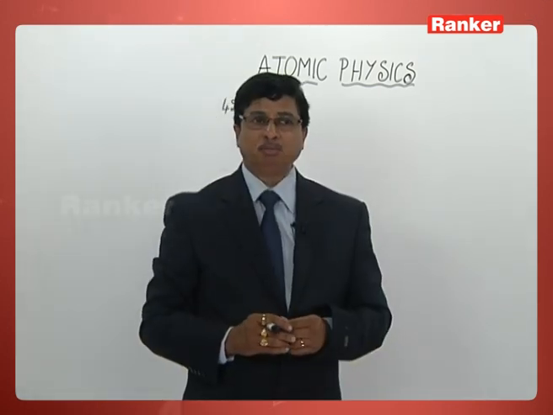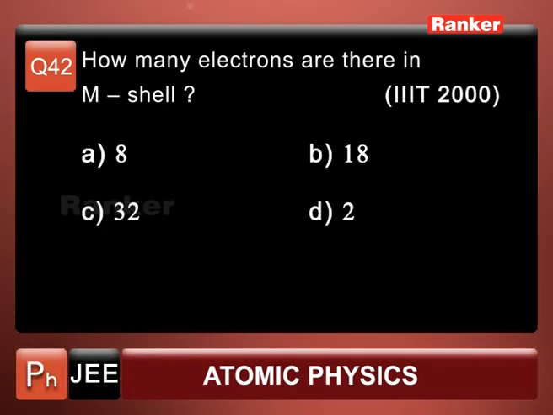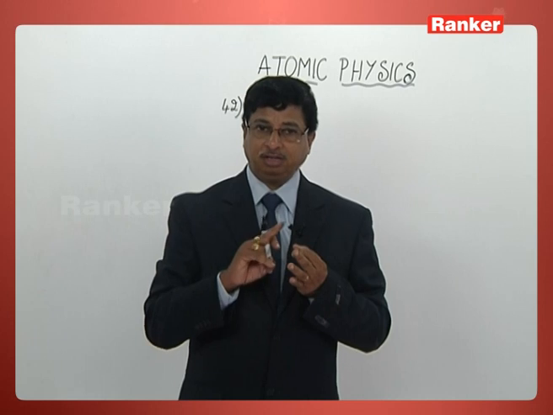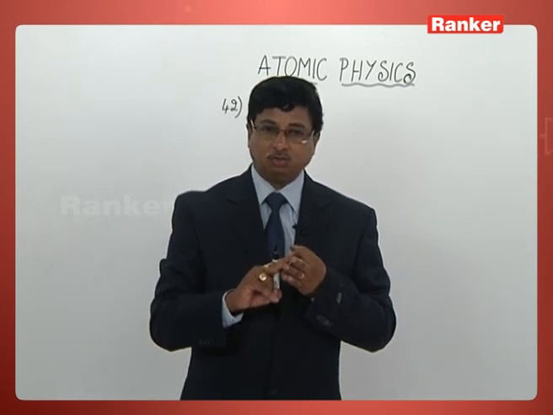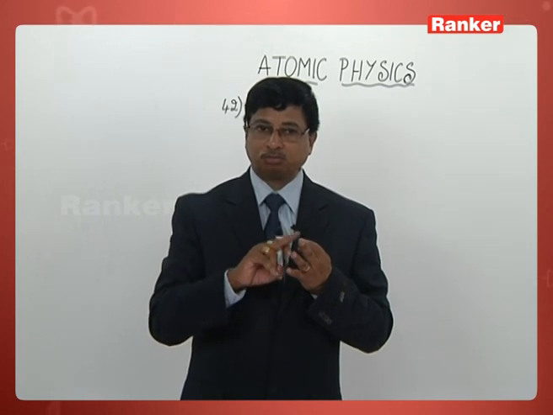Check problem number 42 now. Another easy question, no doubt, but it has been asked in the IIT paper in 2000. How many electrons are there in the M shell? That's the question. K shell, L shell, M shell. So n should be taken as 3. n is 1, 2, 3.